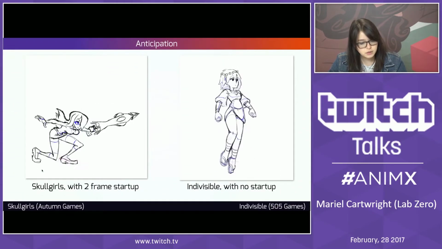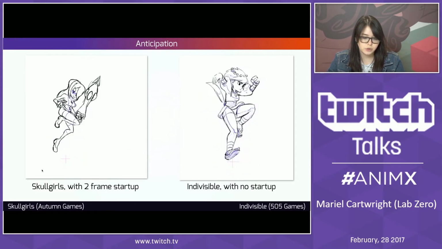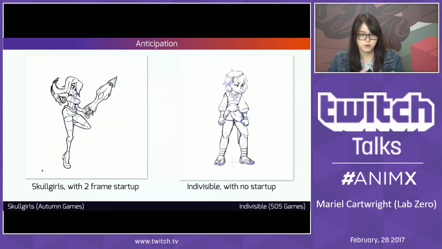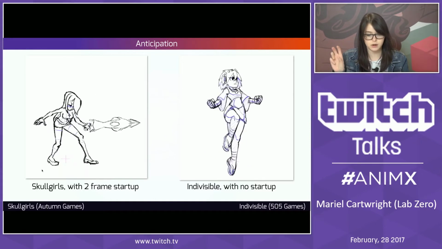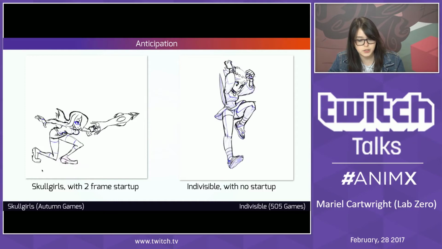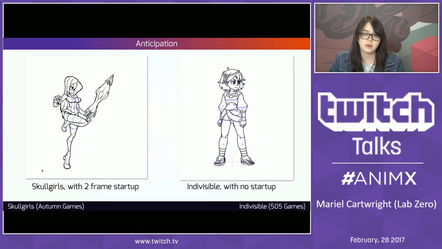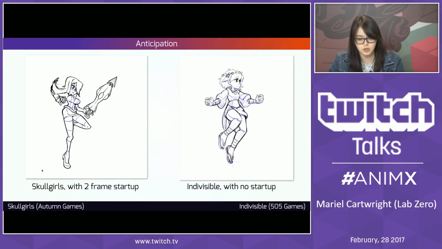And then in Skullgirls, we animated all our characters with 2 frames of startup in their jumps. So from the idle, they have 2 frames of anticipation before rising into the air. And then when we started making Indivisible, which is a platforming RPG, and we started animating Ajna in the same way as Skullgirls, we had basically the same jump animation.